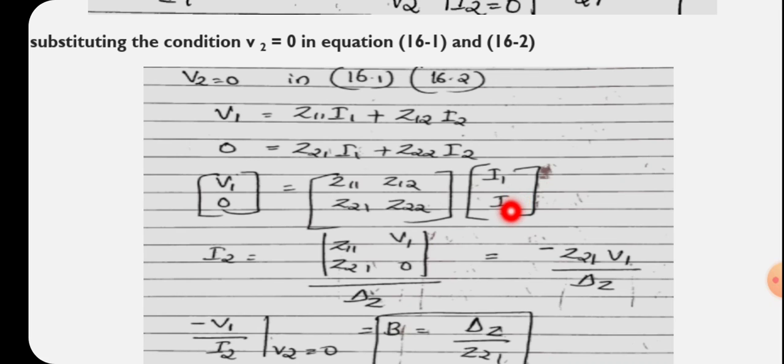To find the value of I2, what will be the equation? You may be familiar with Cramer's rule. To find I2, you can simply substitute instead of this column, this one. So you will get I2 can be obtained by determinant of Z11, Z21, and instead of this column, you are substituting V1, 0. So V1, 0 divided by what is the denominator term? Denominator is the determinant of this Z parameter matrix, that is represented by delta Z. So we are cross multiplying, and we will get minus Z21 V1 divided by delta Z equal to I2.